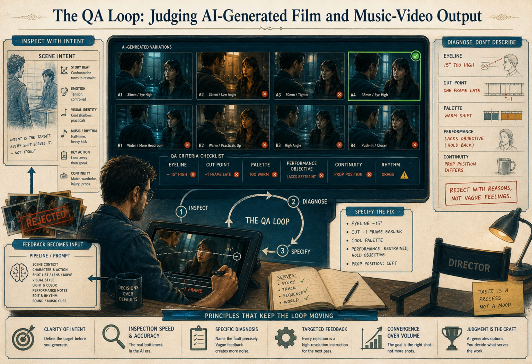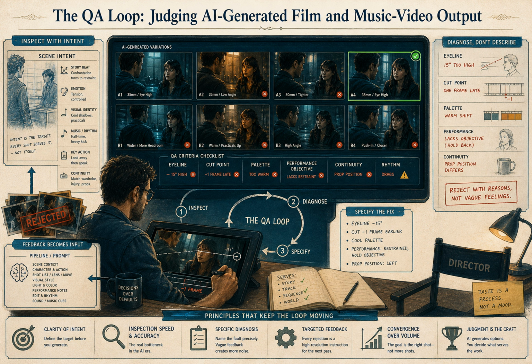Here is the counterintuitive part. A director who can name what is wrong will converge in 3 iterations. A director who only says, "It feels off," can iterate forever. They often end up with something pretty that does not work in the cut.